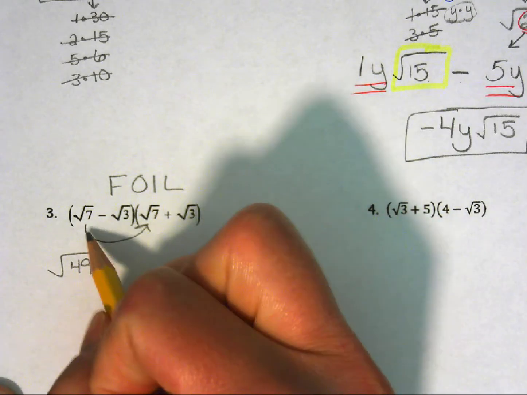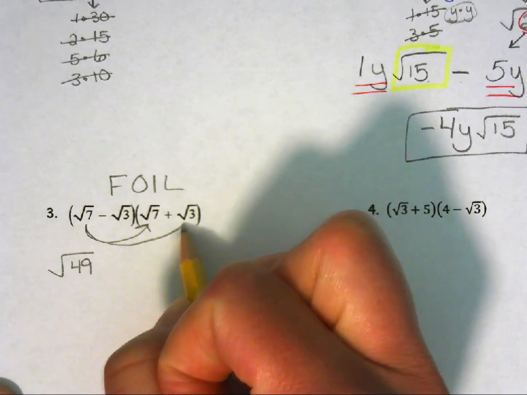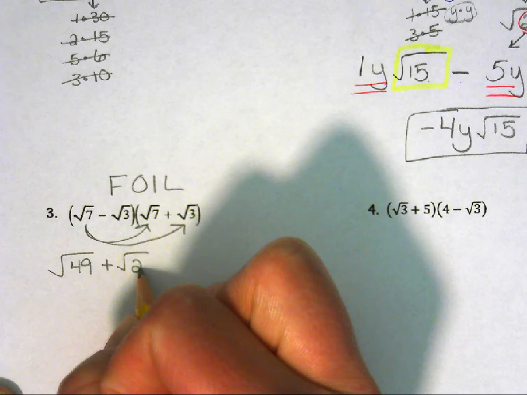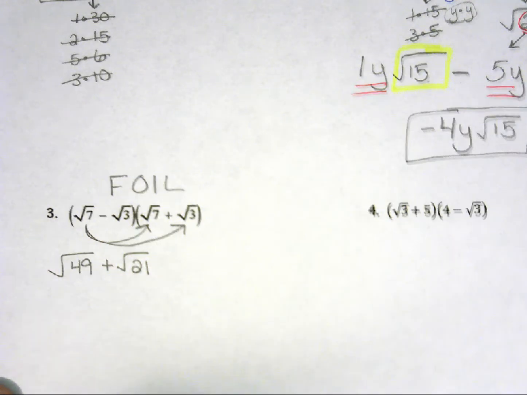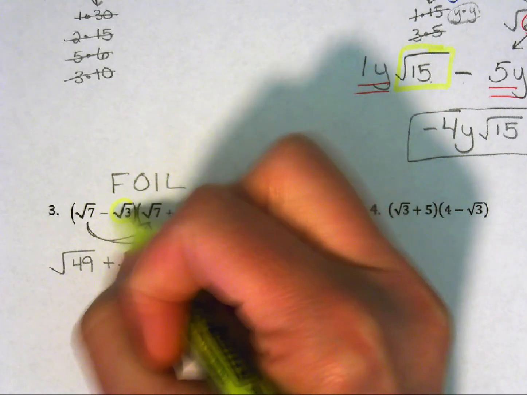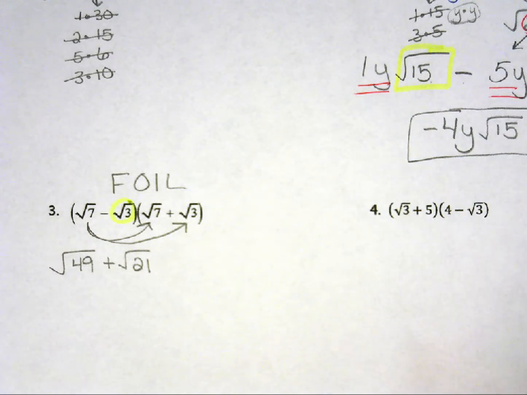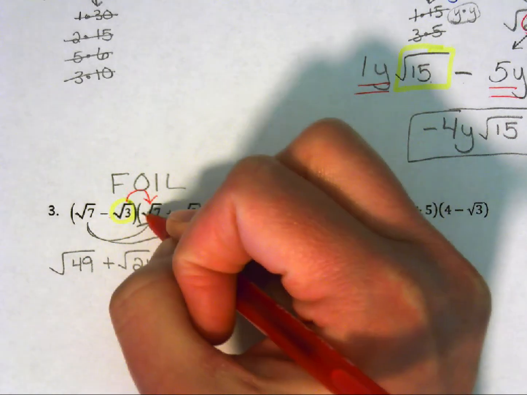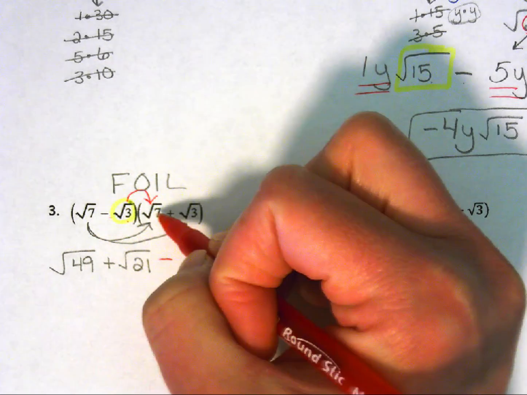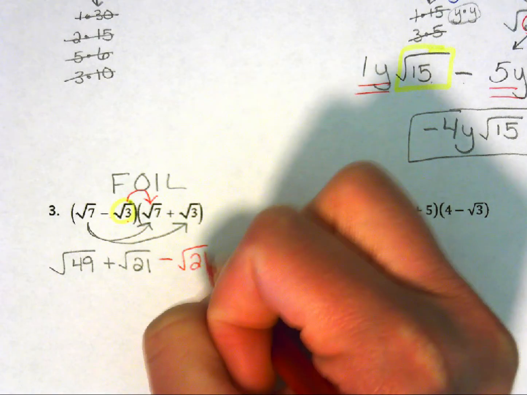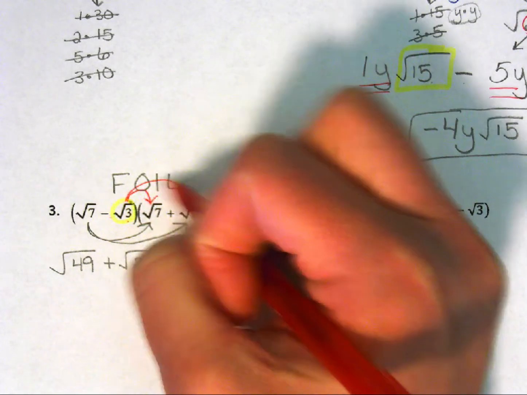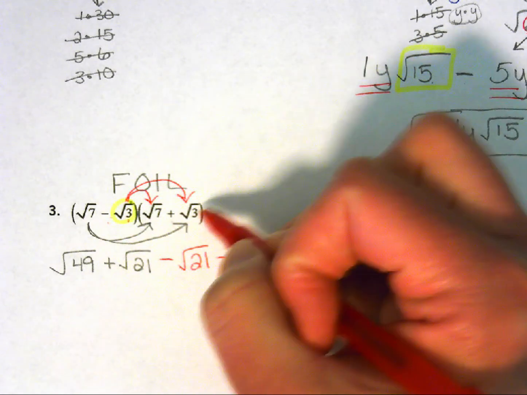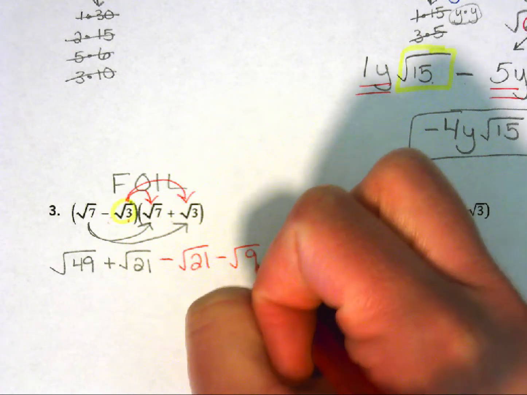All right, now I'm going to do the outer. So square root of 7 times square root of 3 would be a plus square root of 21. Now we're going to take our second number. We're going to do this one, and we're going to do the inner. So we're going to go negative times this. So it's a negative times a positive. And then square root of 3 times square root of 7. And then we're going to go negative times this. So a negative times a positive. And then square root of 3 times square root of 3, like that.